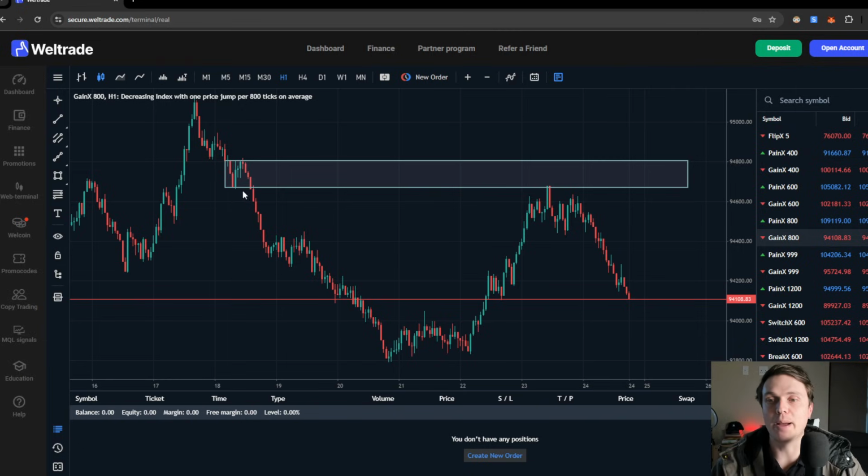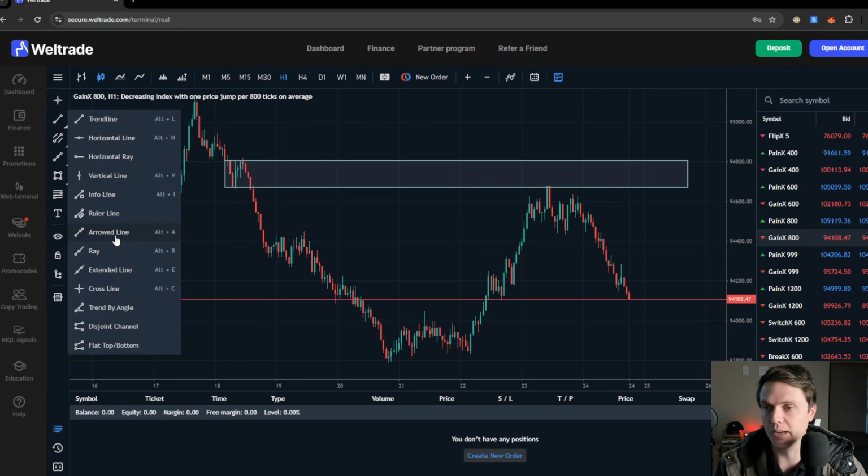Okay. But basically, an order block is an opposite candle in a trend. It's an opposite area where there's liquidity to grab in a trend. So this trend is downwards. Okay. Let's see if I can find an arrow tool here.